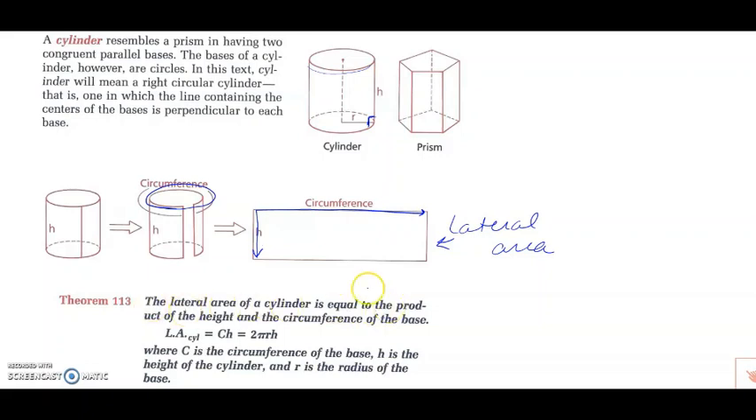So the lateral area of a cylinder is the circumference times the height. The circumference is pi times the diameter, or 2 pi r.